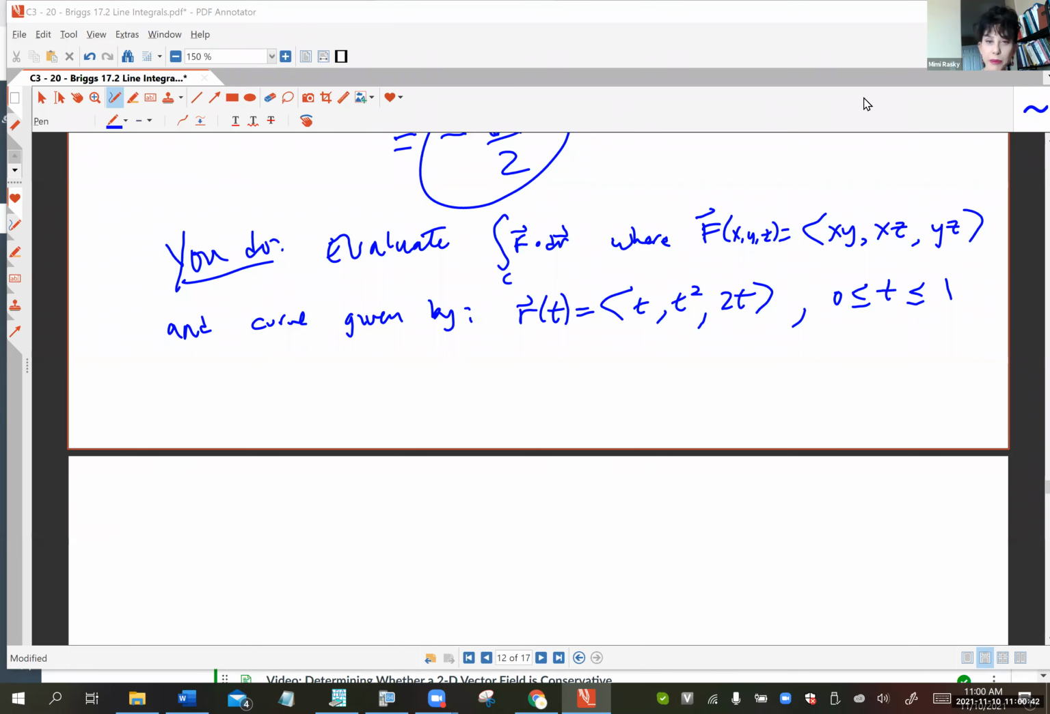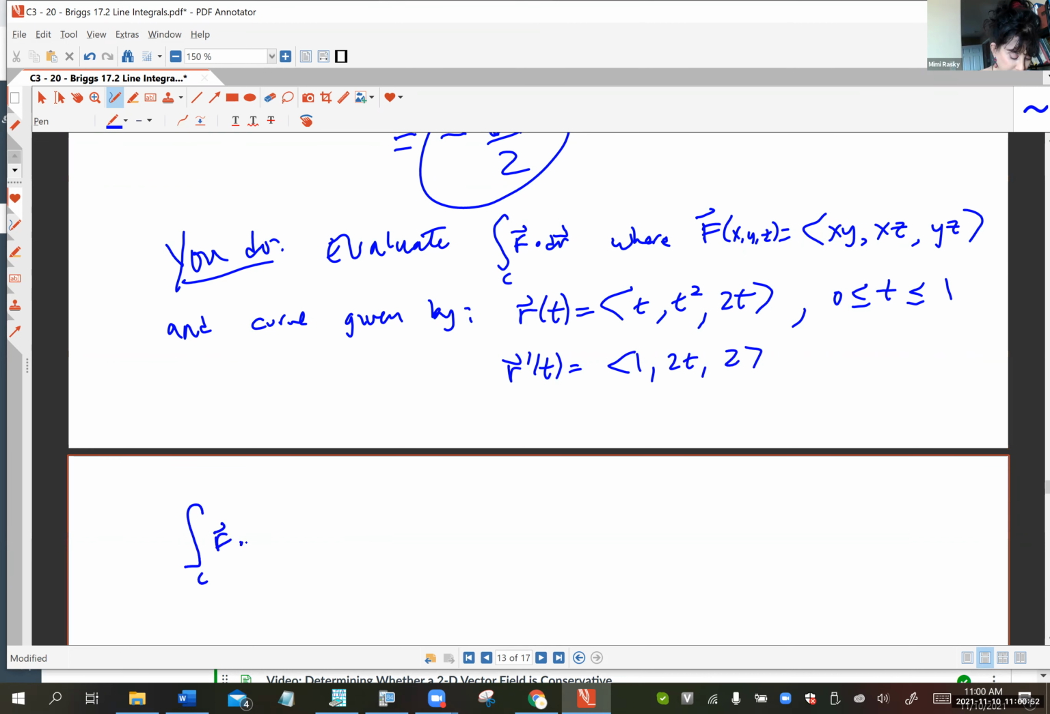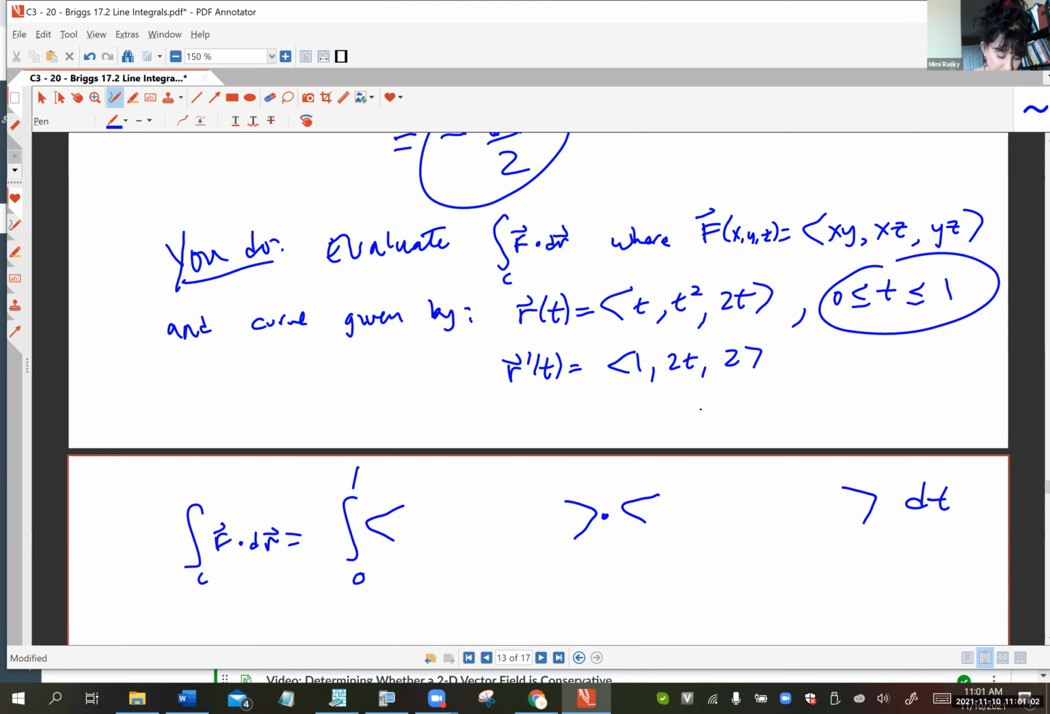So the best approach here is to immediately go get your r prime, because you're going to need it. Your F dot dr line integral is going to turn into a regular single integral where the range of t is 0 to 1, and you're going to take the dot product of two vectors. So cue that up. r prime, we already got that. But then you have your vector field here. So this is your F, but you have to be careful. You don't want to put x's and y's in there.